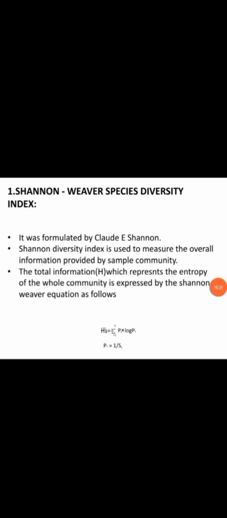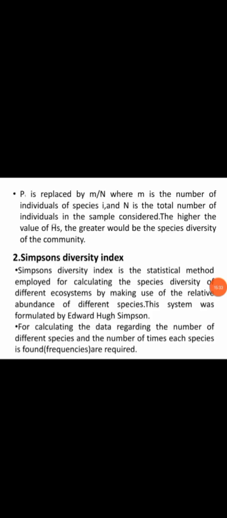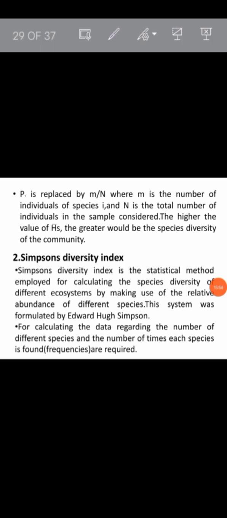Total information, or H, represents the entropy of the whole community, and it is expressed by the Shannon-Weaver equation as follows. Here, Pi is replaced by m by n, where m is the number of individuals of species i and n is the total number of individuals in the sample considered. So we can say that the higher the value of H, the greater would be the species diversity of the community.